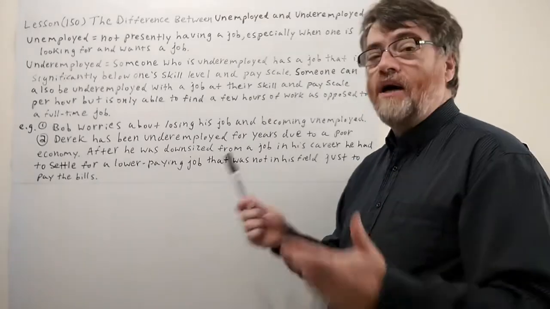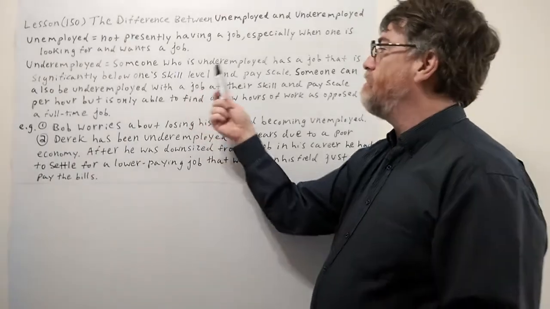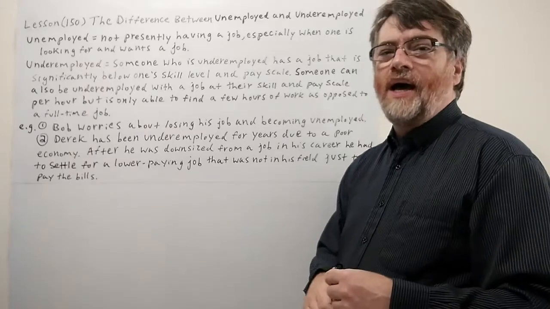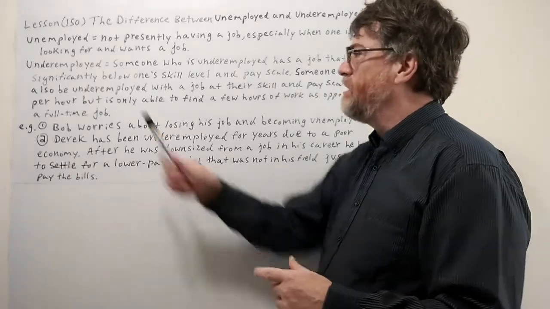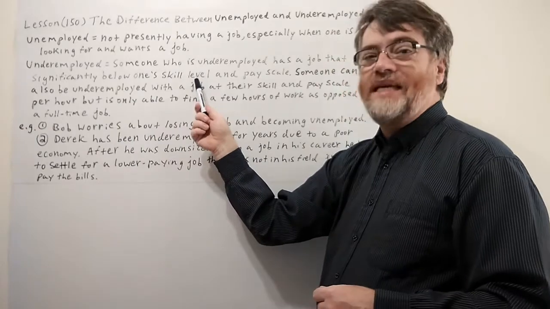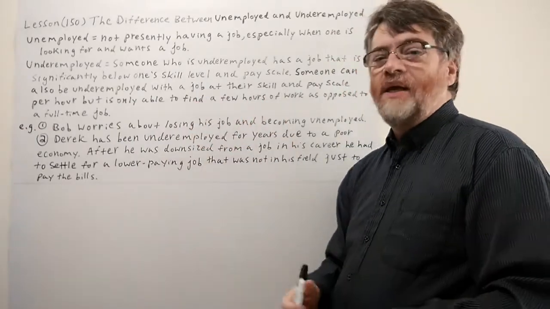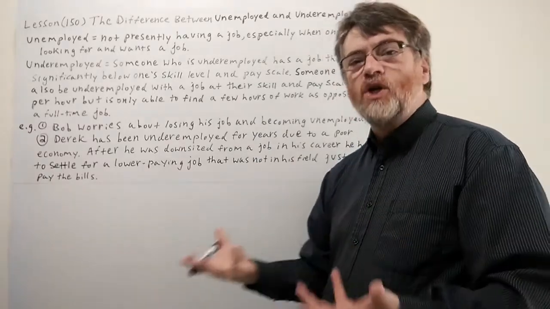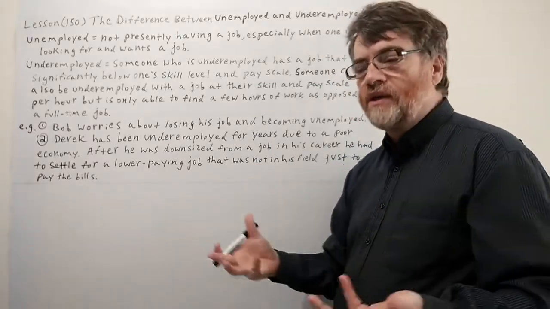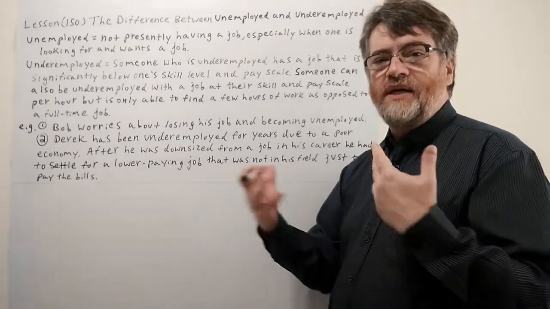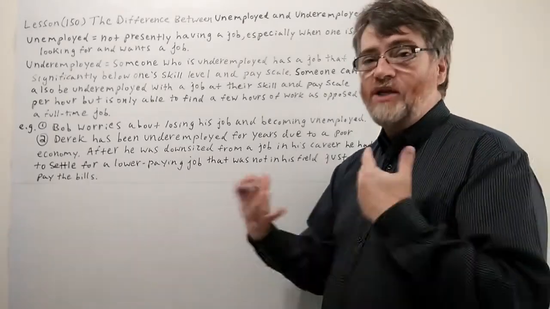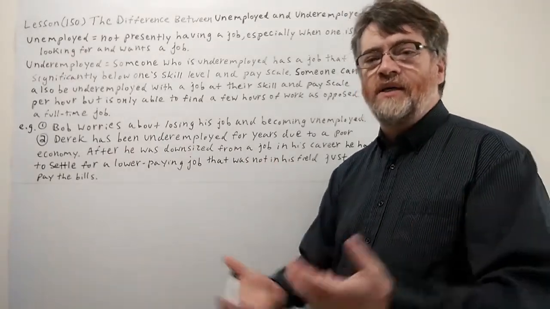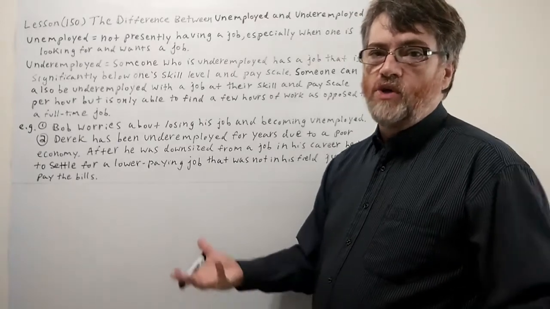All right, what is underemployed? Underemployed is someone who is employed. They actually have a job, but their job is significantly below one's skill level and pay scale. So basically, they probably had a very good paying job when the economy was very good, and then when the economy got bad, maybe they lost their job. And maybe they tried to get the same job back, the same job level, but because the economy is not so good, you can only wait so long with no job at all.